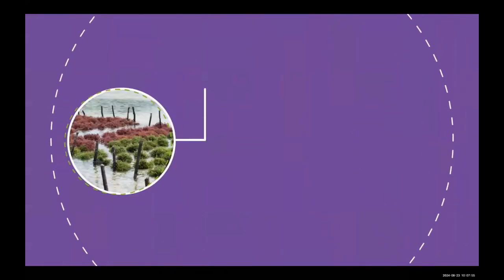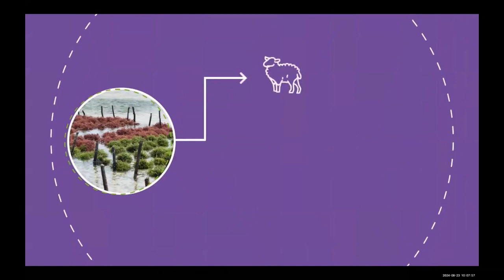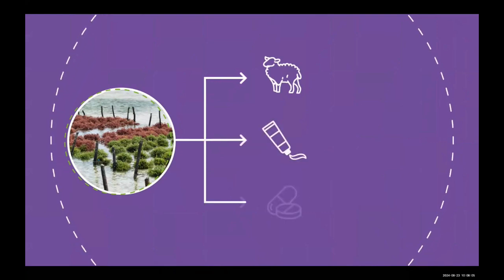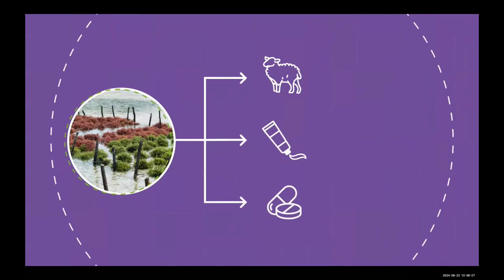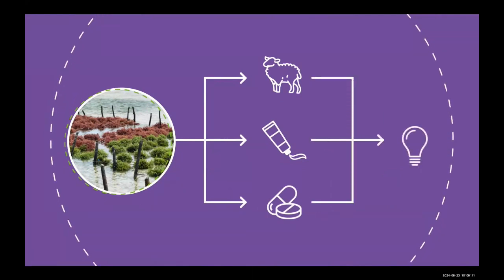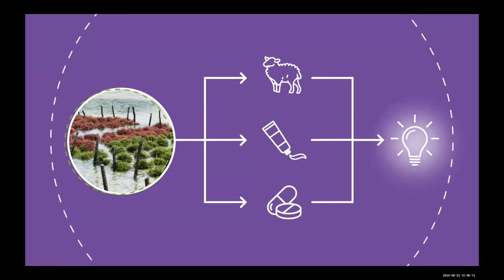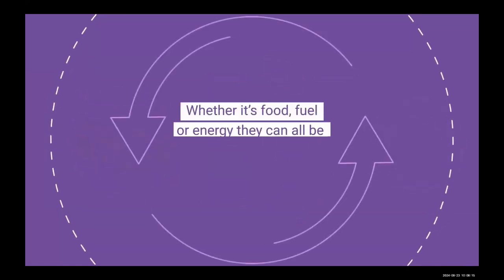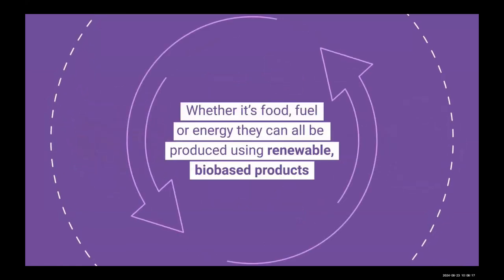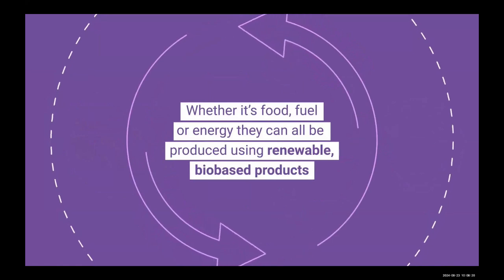Algae and seaweed can be used as animal feed in an untreated state. Once processed into extracts like agar, carrageenan, and alginate, they become important ingredients in foods, cosmetics, and medicines. The waste materials left behind after seaweed processing can be used in anaerobic digesters to create biomethane for energy. Whether it's food, fuel, or energy, they can all be produced using renewable, bio-based products.